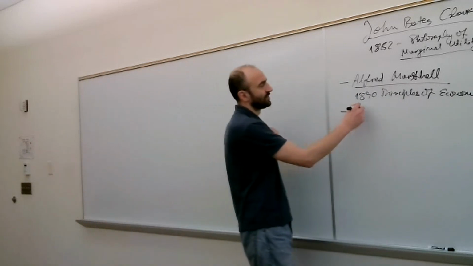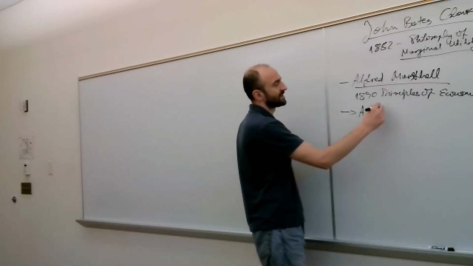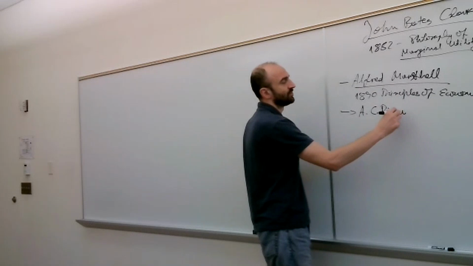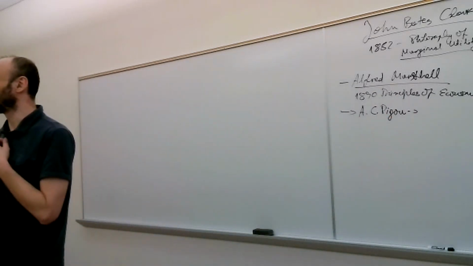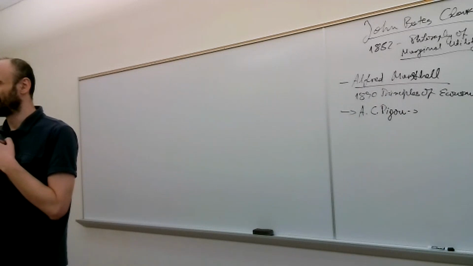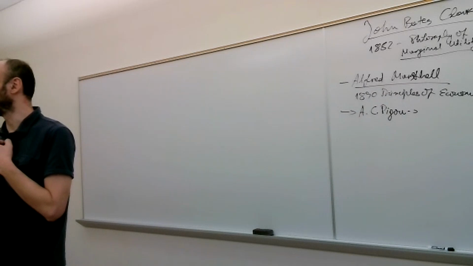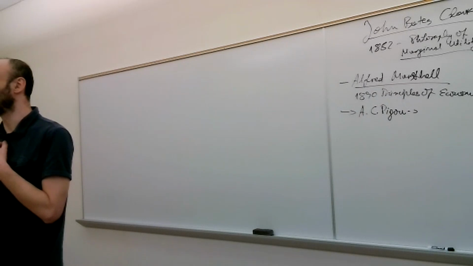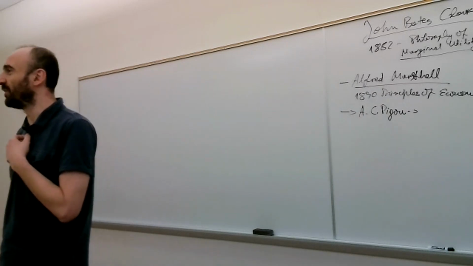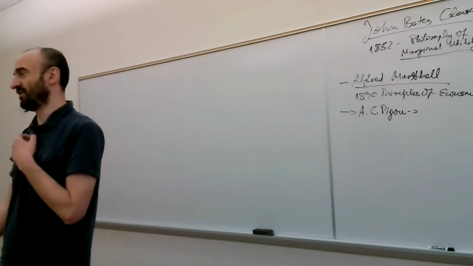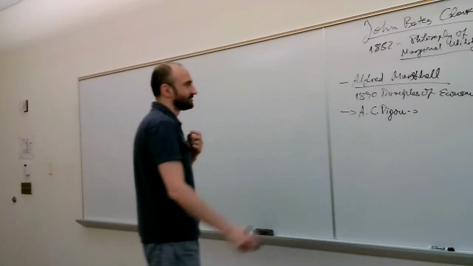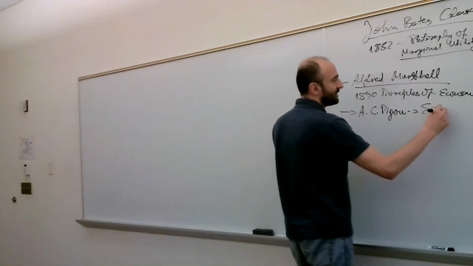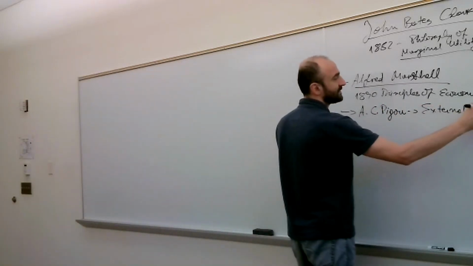So later on, his student was a guy called Arthur Cecil Pigou, main student of Alfred Marshall. Does anyone know what Pigou was most famous for? His theory of externality, external costs. It is widely used now in environmental economics, this idea that you have some cost that somebody imposes on third parties that this person doesn't pay for, and it has to be compensated for. External cost.